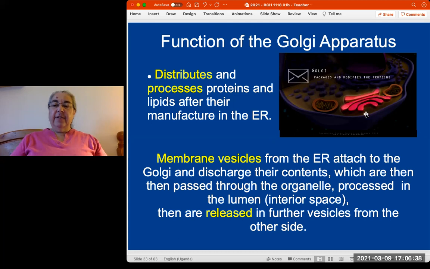And you'll see that one side of the Golgi apparatus here is very close to the cell membrane. So vesicles again can bud from the Golgi and attach and release through the cell membrane.